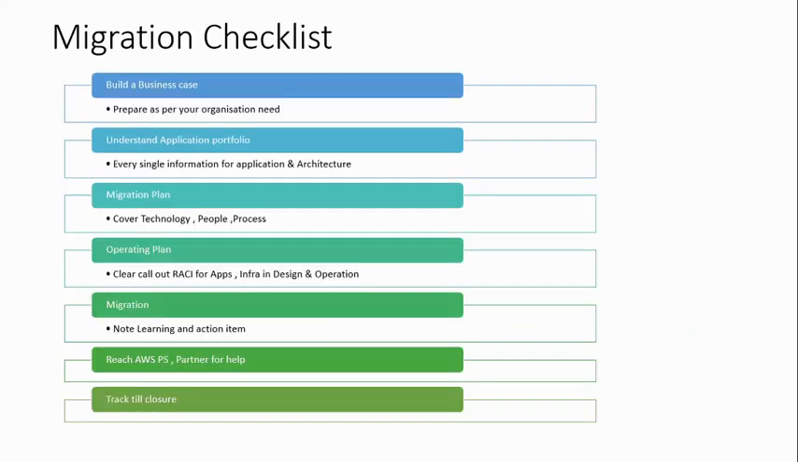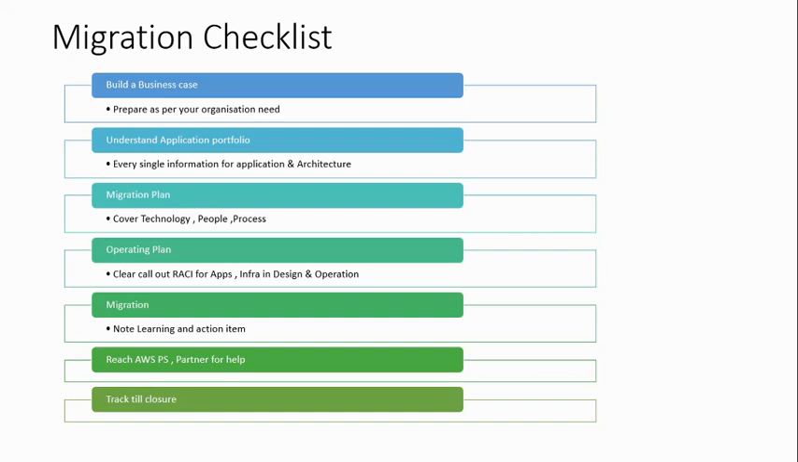Before I do that, let's cover the migration checklist first, so you understand this migration. First, you need to draw a business case. Let's assume you started your migration checklist. What you start with is building a business case so that you can present it to your CAB meeting and get your budget funded. Then you understand the application portfolio, which applications you are going to move, their complete architecture, every single piece of information you have to have with you.